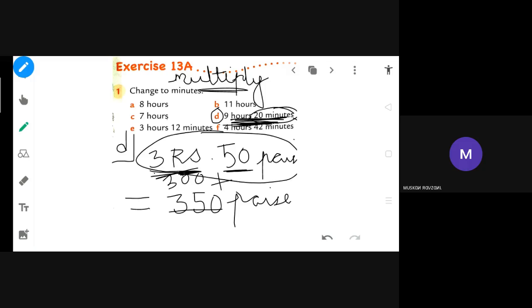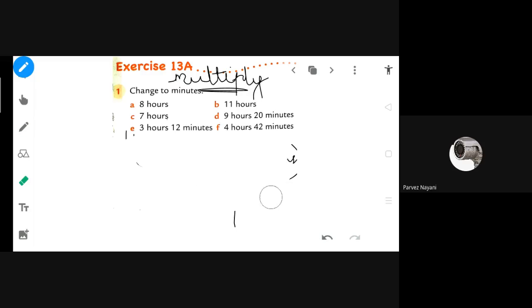Okay, then we are doing the next question, but just remember this in your mind, like it is rupees and paise only, that extra minute you have to add. So first we have to convert hours into minutes, then add those 20 minutes. Okay?